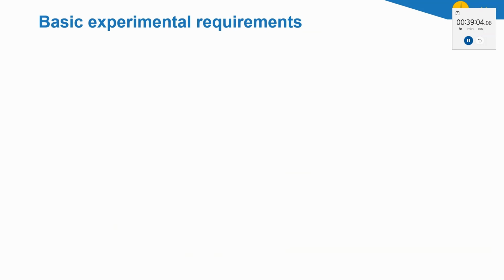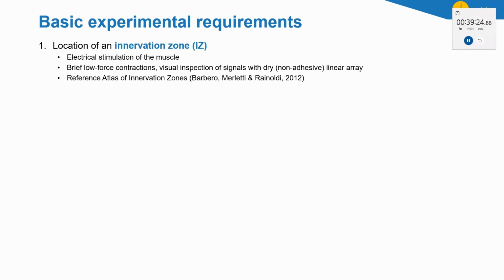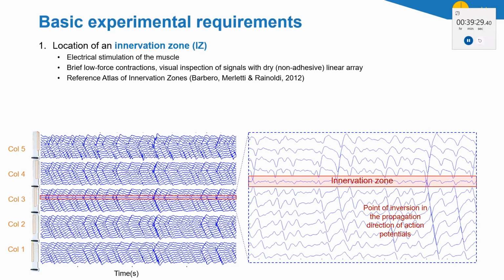We have to be aware that, as Giacomo said, estimating conduction velocity is a complex task that starts from an experimental point of view. So we need to satisfy at least a couple of conditions related to the experimental part before moving to the analysis. The first is the location of the innervation zone, which can be done more directly through electrical stimulation of the muscle, or by asking the participants to produce low force contractions and visually inspecting the recorded signals with a dry or non-adhesive linear array.